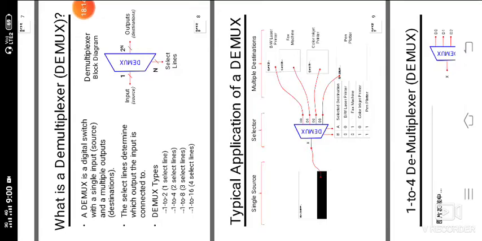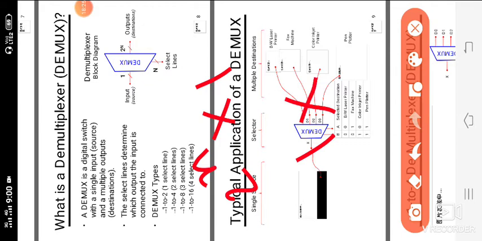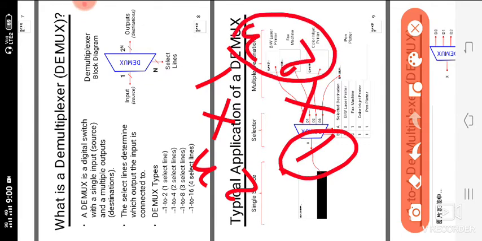Next topic is the demultiplexer. Demultiplexer is the reverse operation of mux. In mux we have already observed 2 power n into 1. It is the reverse operation of mux, meaning 1 into 2 power n. Here 1 is the number of inputs, 2 power n is the number of outputs, and n is the number of selection lines. Demux is a digital switch with a single input source and multiple outputs. The select lines determine which output the input is connected to.